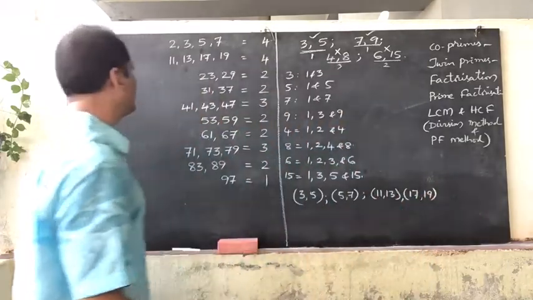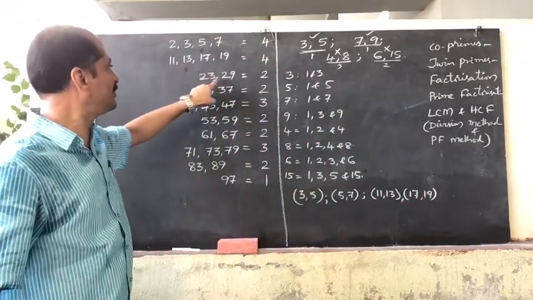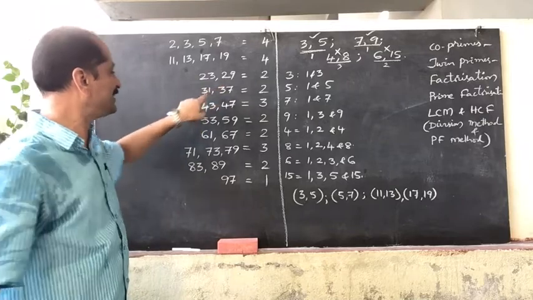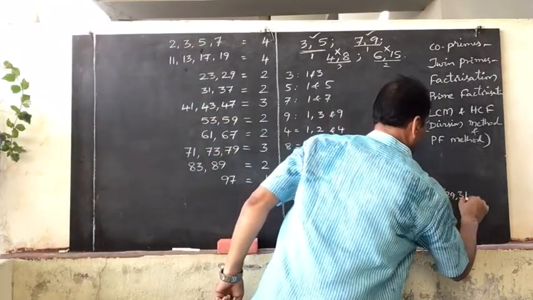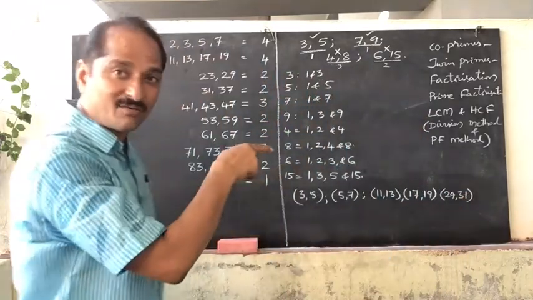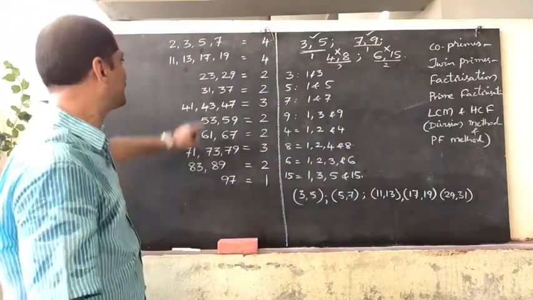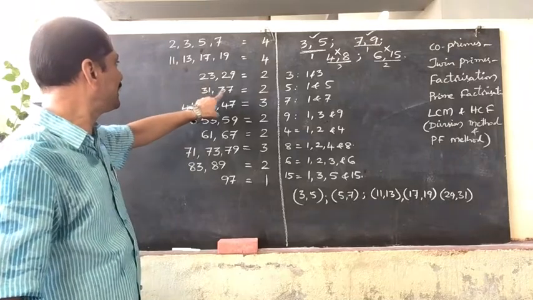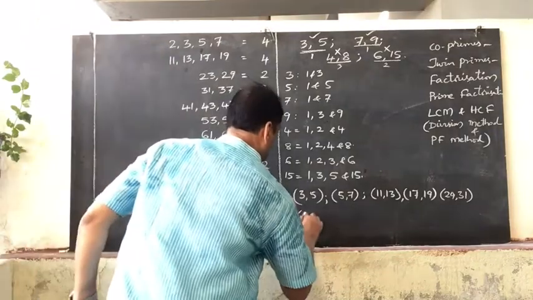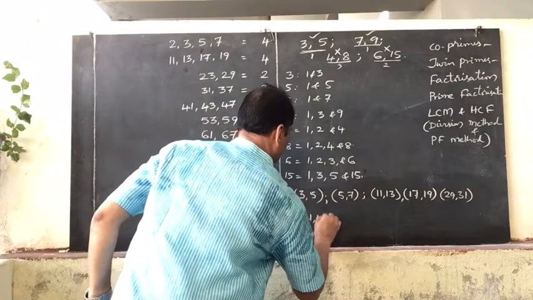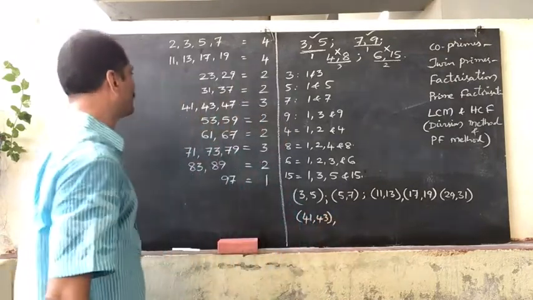Coming to the next ones: 19, 23, no. 23, 29, no. 29, 31, yes. The difference of 29 and 31 is 2, so they are a pair of twin primes. Next, 31, 37, no. 37, 41, no. 41, 43, yes. These are twin primes.